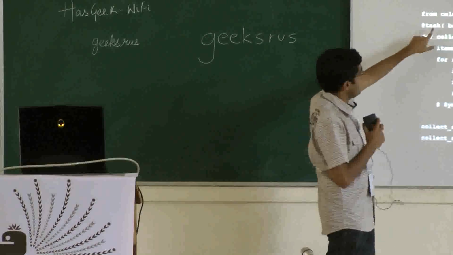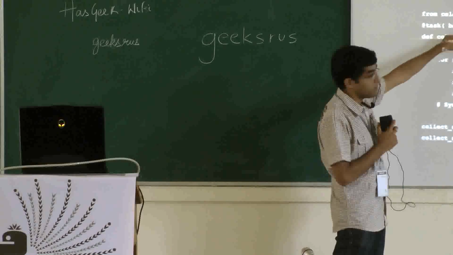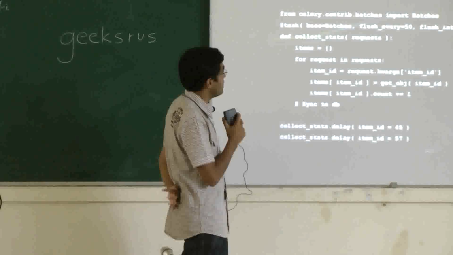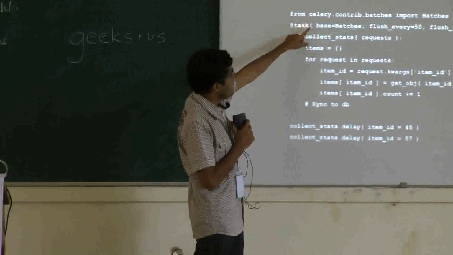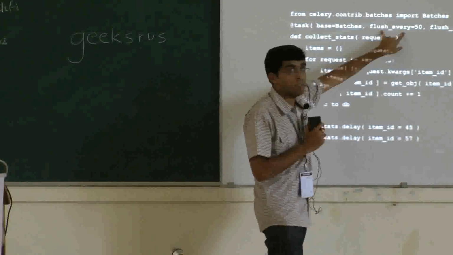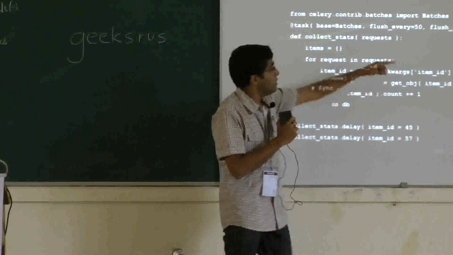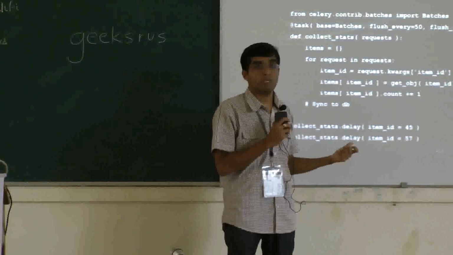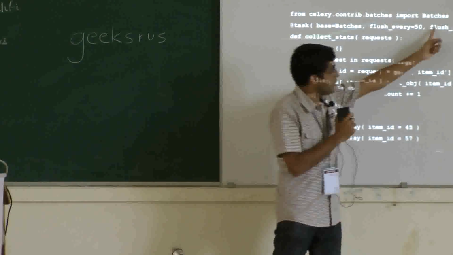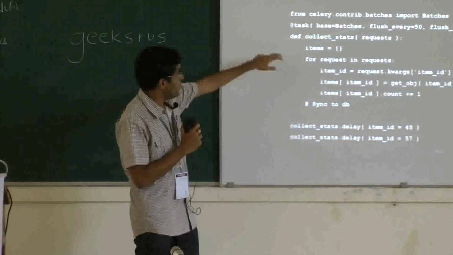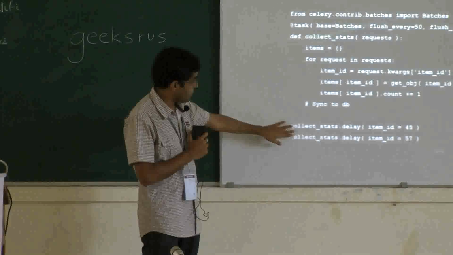Basically, you put a decorator, you say the base task for that is Batches, Celery content. So once that is done, you just leave it. And you can say this is the flush every, it's like after 50 messages, 50 tasks have been received, all the tasks will get invoked. Or you can say after 10 seconds, the task will get invoked.